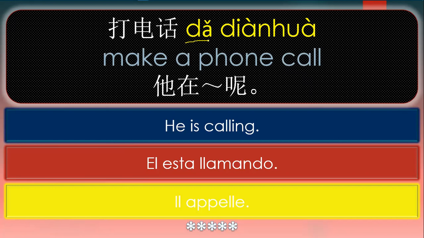So sometimes even if you're playing a sport, you would also use da. Let's say you're playing soccer, you would say I am da soccer. So da is the hit. If you are typing something, like you're typing on the phone, you also da keyboard. You are hitting the keyboard somehow.